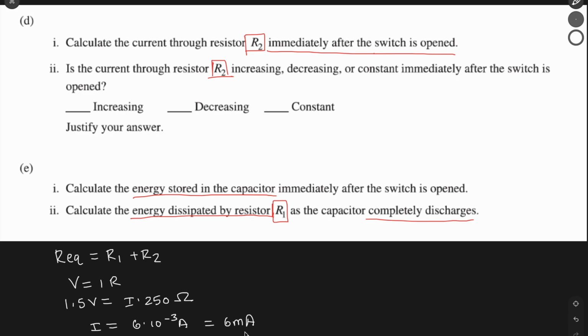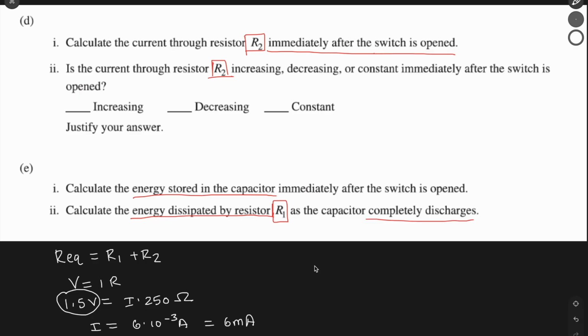Make sure that you recognize why the voltage is going to be 1.5 volts. The capacitor at max charge is going to have the same voltage as our electromotive force. That's why we use 1.5 volts, which was the EMF for the capacitor.